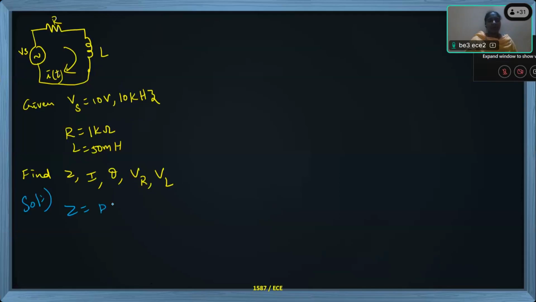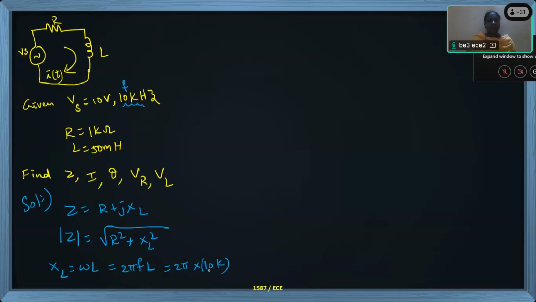Z means R plus jXL. If you want the magnitude of Z, it is the square root of R square plus XL square. First you calculate the XL value, omega L. Omega L means 2 pi F into L. The F value is given in the question, in the supply voltage. So 2 pi into 10K, and the L value is 50 millihenries, 50 into 10 power minus 3.